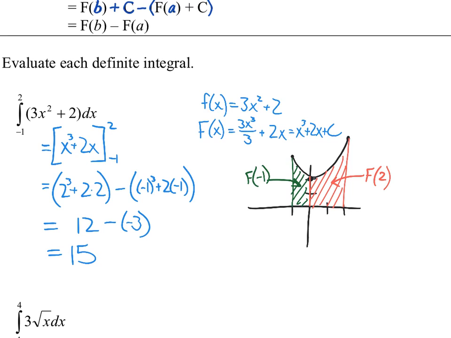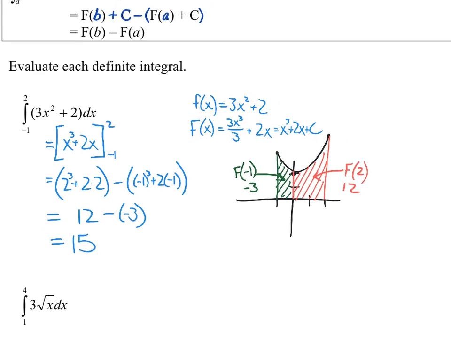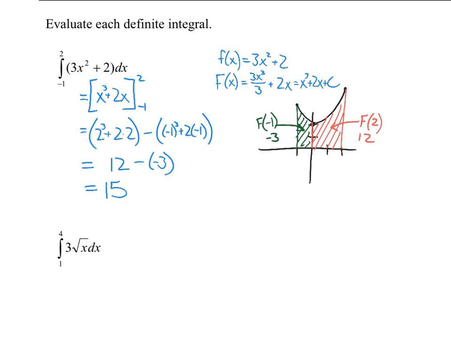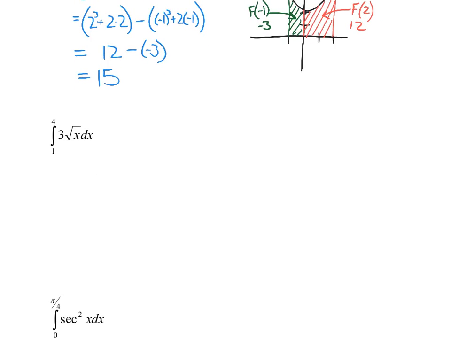That's what's happening geometrically when we're doing the fundamental theorem of calculus. Okay? So this was a negative 3. Over here is a 12. And you do 12 minus the negative 3. Okay? And I might say, well, why do we subtract? Well, let's take a look at another example, and I'll illustrate that one as well, and I think it'll be more clear why we subtract.